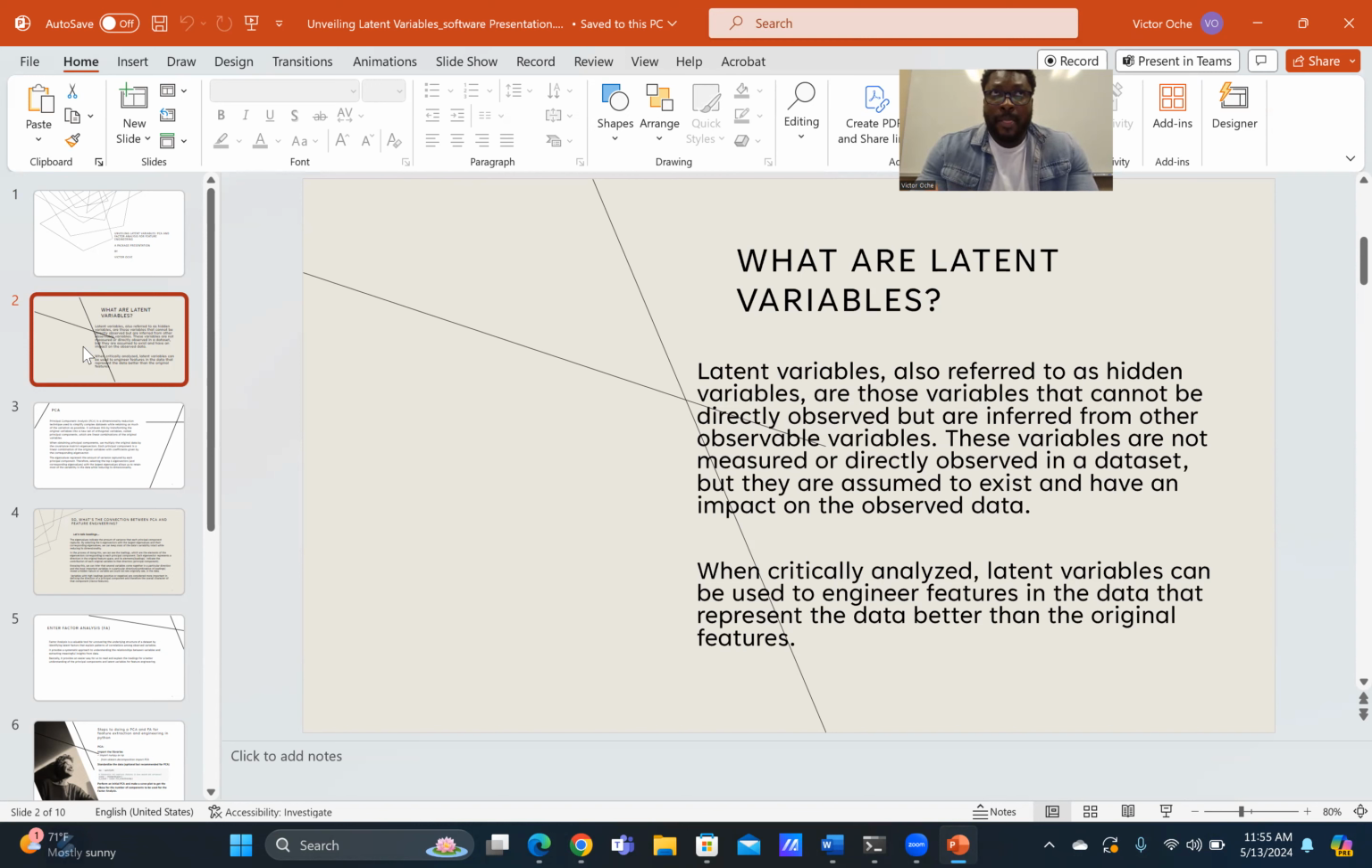It means that these variables are hidden, sort of latent, and you have to do some sort of transformation, some sort of revealing to bring these variables out. So I say when critically analyzed, latent variables can be used to engineer features in the data that represent the data better than the original features.